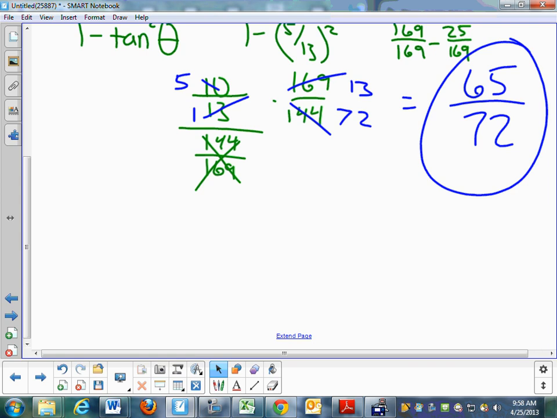I do not have an answer key for this worksheet because I am lazy.